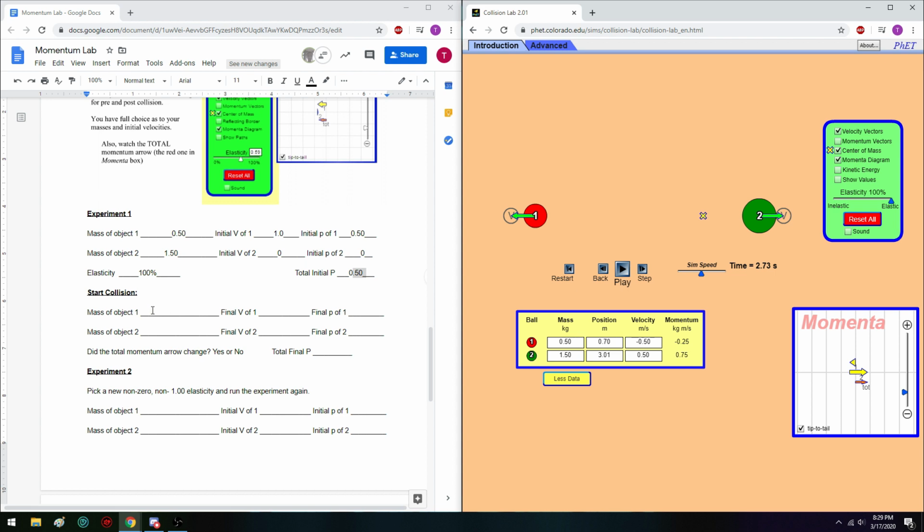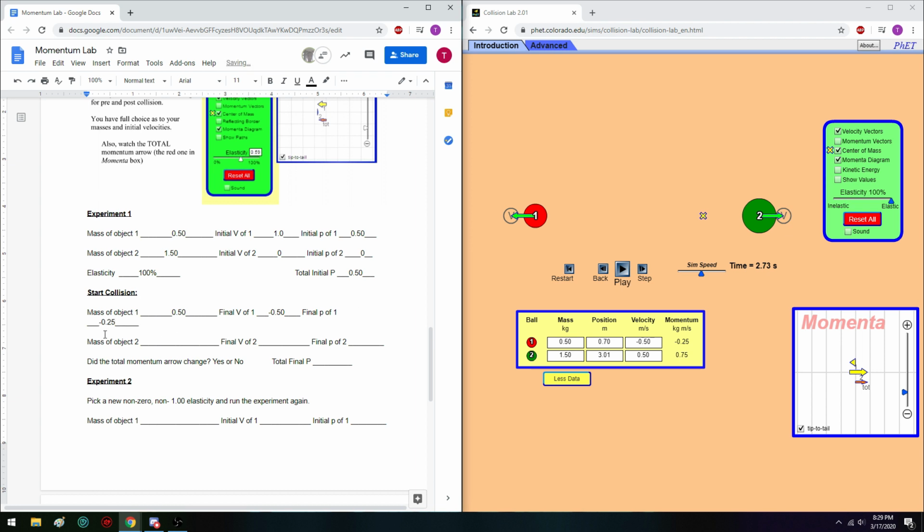So let's read the questions. The mass of object 1, did it change? Nope. We're going to leave it at 0.50. The velocity is negative 0.50 now. Make sure you care about those negative signs. And then the momentum for the first one is negative 0.25. Let me delete some of those bars, stay on the same line.